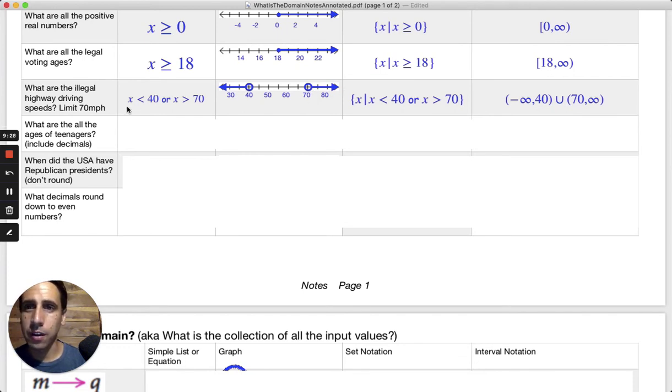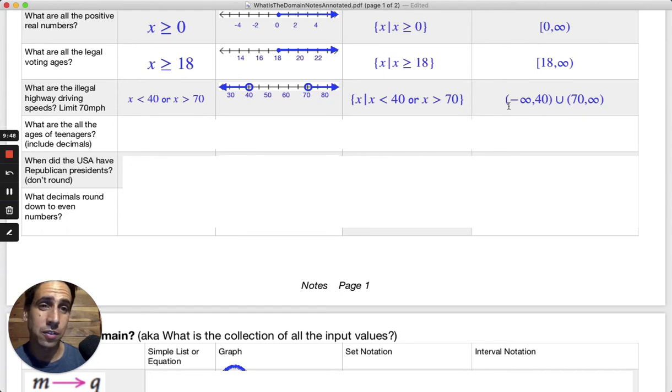And that's how x is less than 40 or x is greater than 70 is how we express it here. And simply, if you wanted to import that into a rule, this would be the set notation. Here, the interval notation looks like this. We are going from negative infinity up to 40, and you're not including 40.